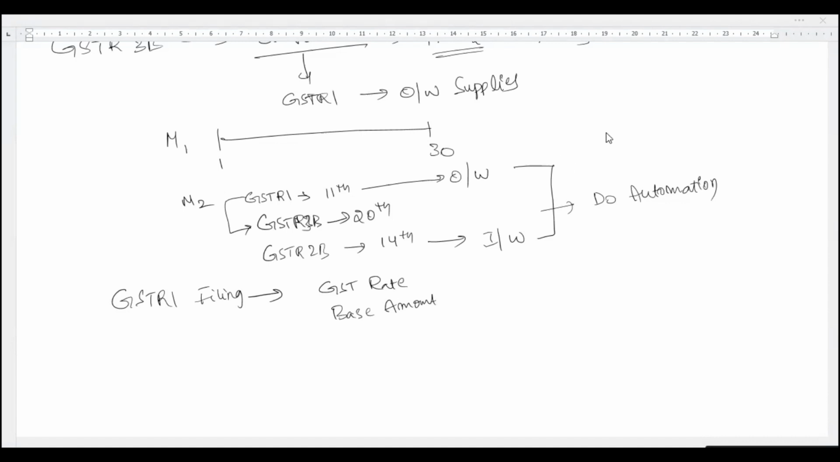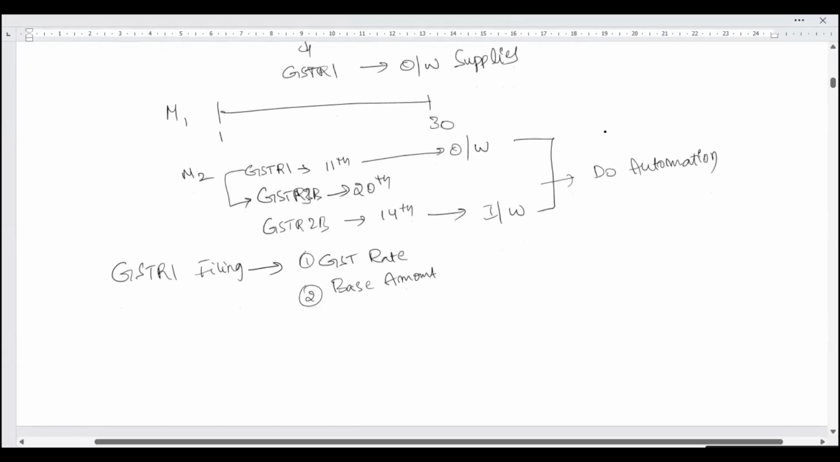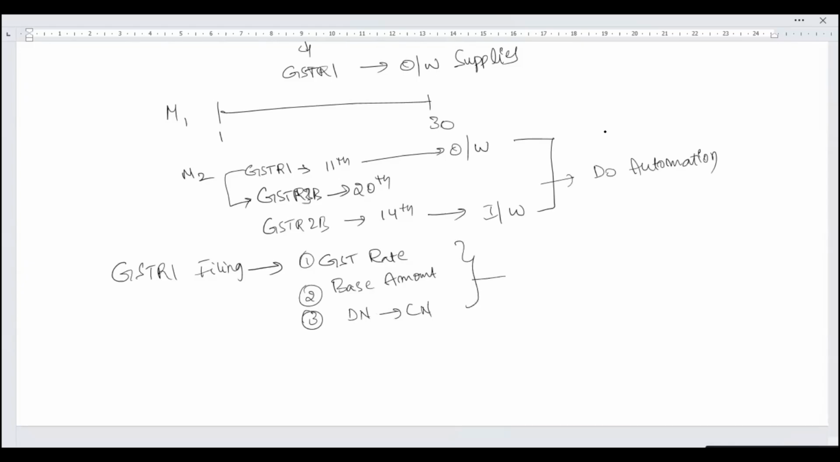Okay. So after filing GSTR1, there are some mistakes: the GST rate is wrongly mentioned, the GST base amount is wrongly mentioned, or I should have issued a debit note but by mistake I have issued a credit note. Any of these things will come into the picture, saying that, sir, on account of this, my output tax is wrong.